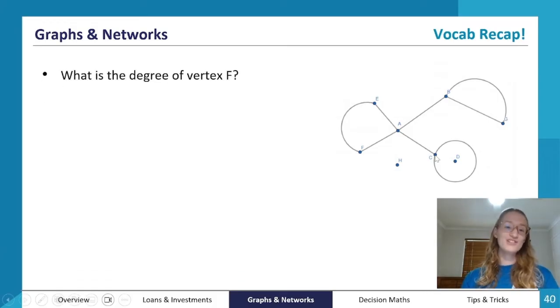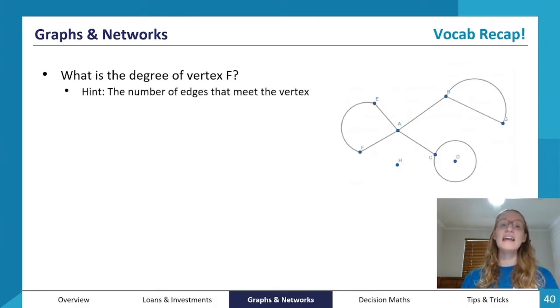So, more terminology. What is the degree of vertex F? And hint, remember that the degree is the number of edges that meet or leave the vertex. And that would be 2. If you can see here, we have F. We can see that there are 2 edges connected to vertex F, so it's got a degree of 2.